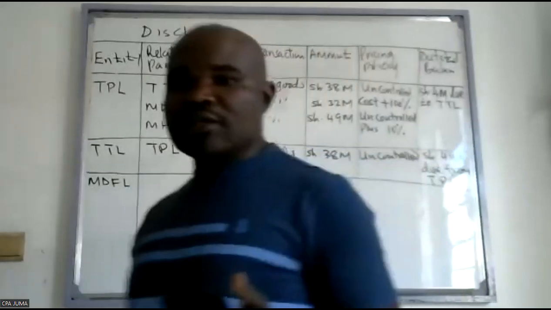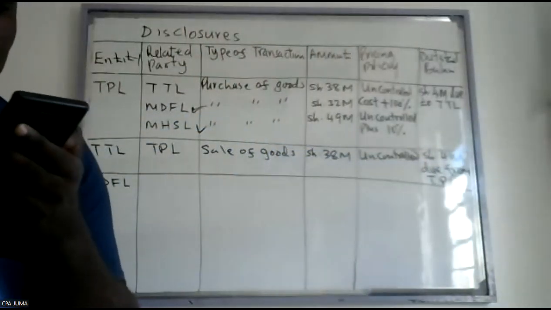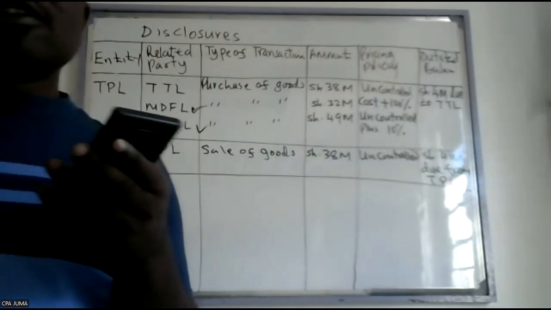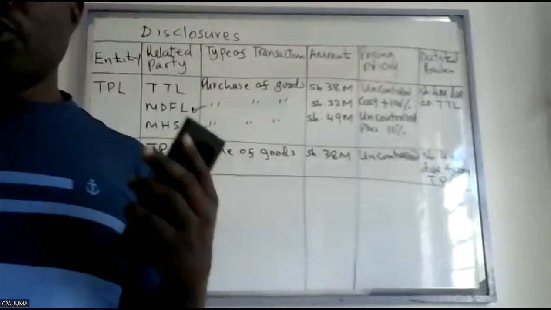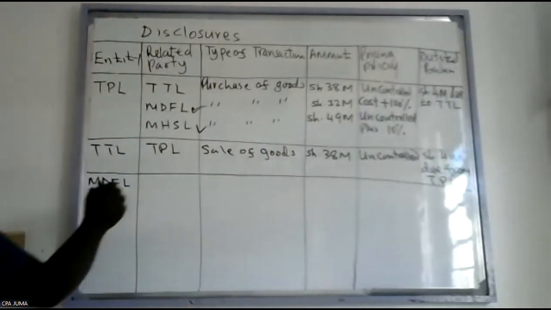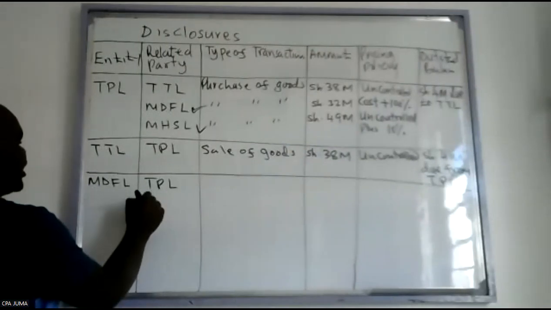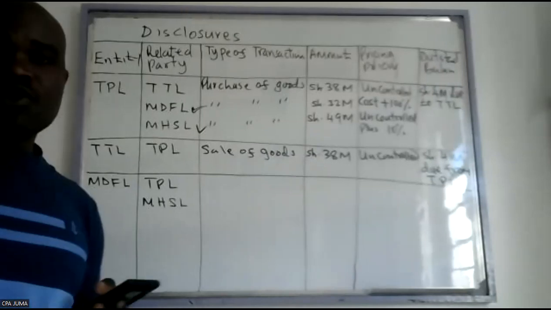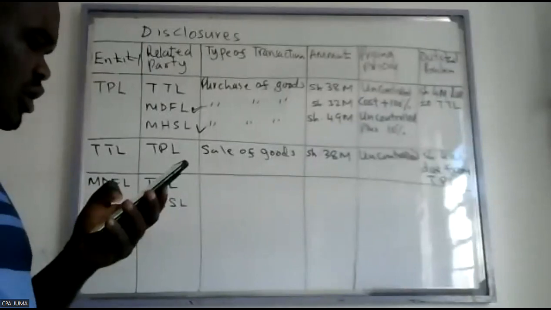MDFL, from above there is TPL and there is MHSL. Yes, there was also BCL, but BCL now is not a related party to any, so we don't disclose. So there are only those two, TPL and MHSL. Only those two.